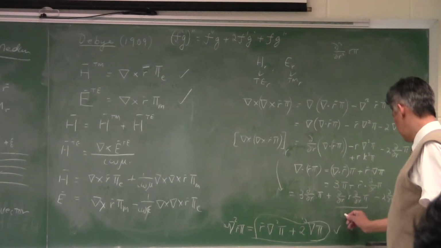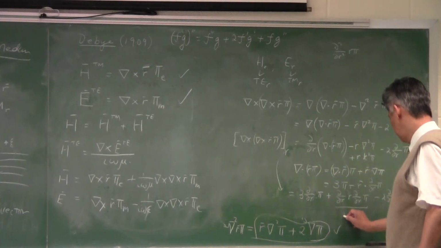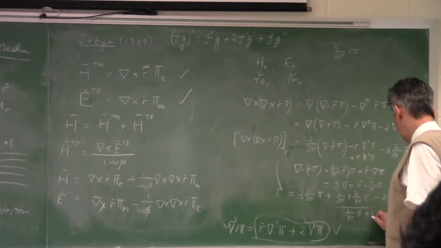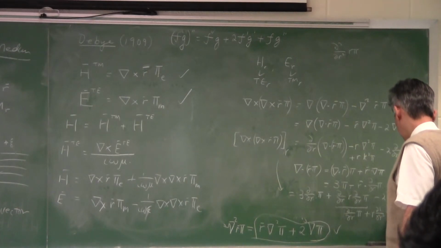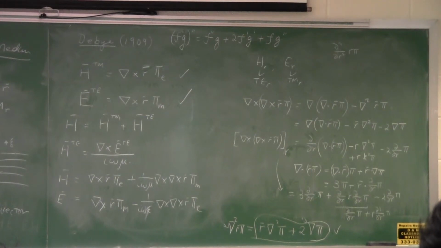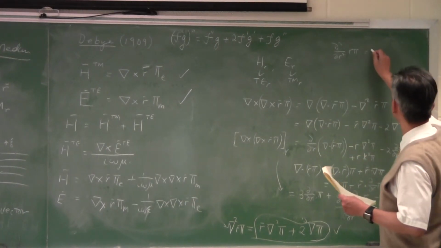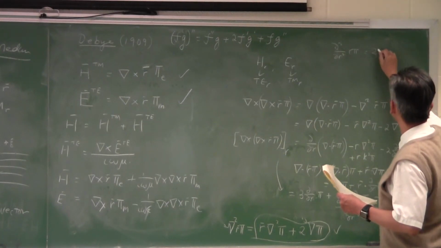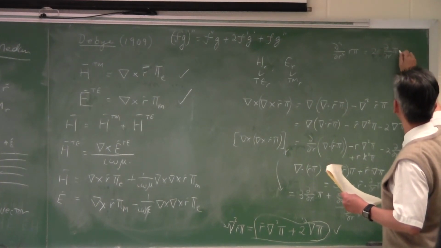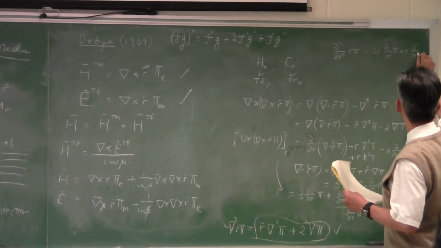If I apply the chain rule to this, I will get partial r pi plus r partial square partial r square pi, right? But it still doesn't cancel. If I apply the chain rule to this, I will get 2 partial r pi plus r partial square partial r square pi.